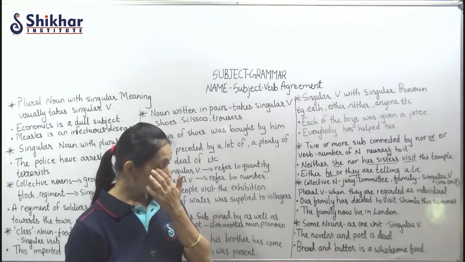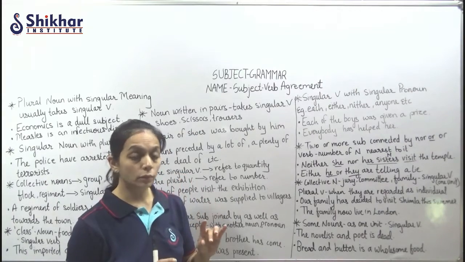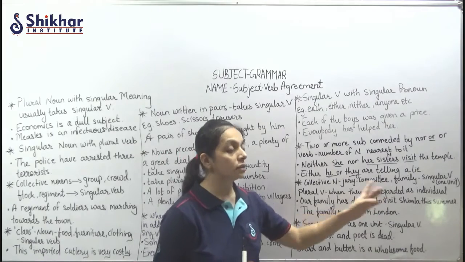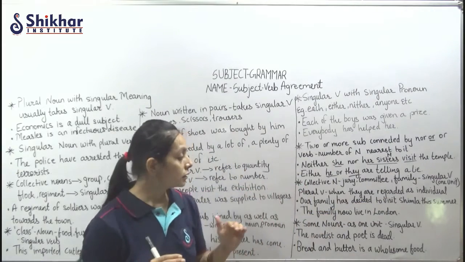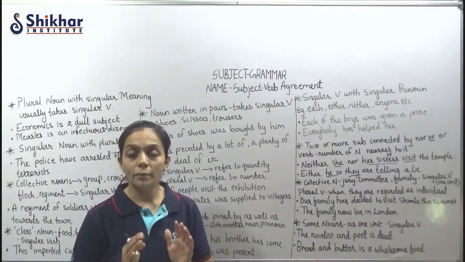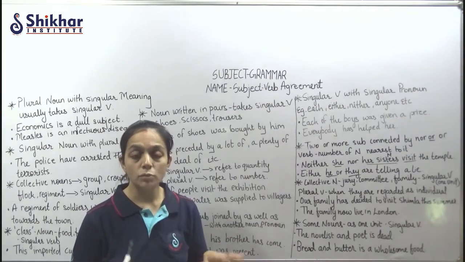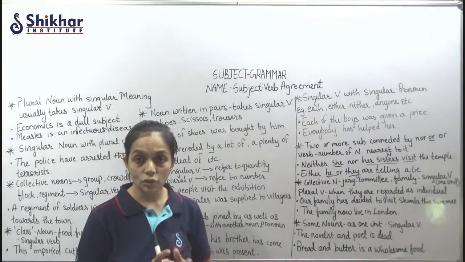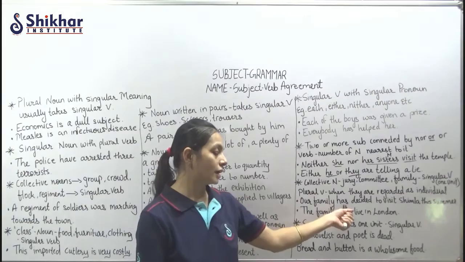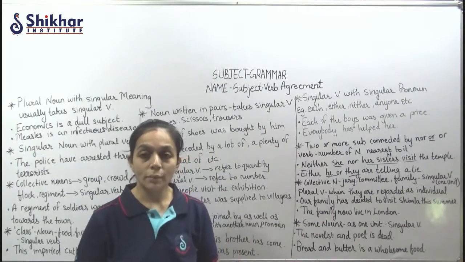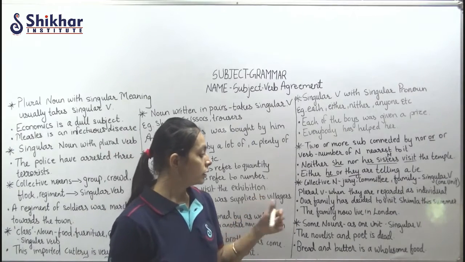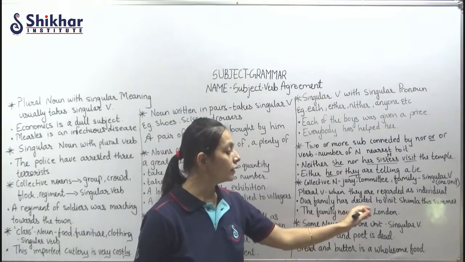Now see one example I have written of family. Our family has decided to visit Shimla this summer. So when we are talking about our family, it does not mean many families; our family is only one, though the members are many. So our family, regarded as one unit, we are saying has decided. Our family of 4 members is one family, right? So has decided.